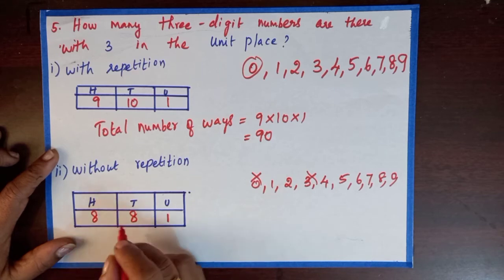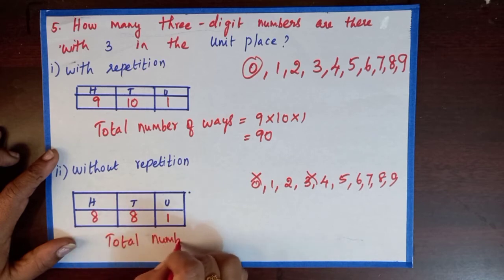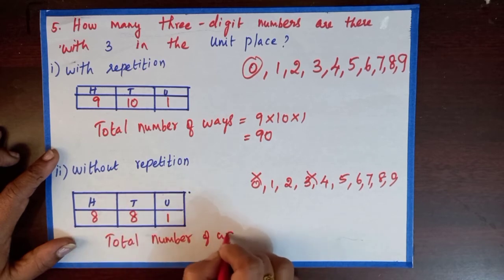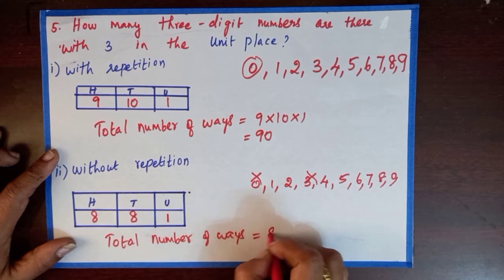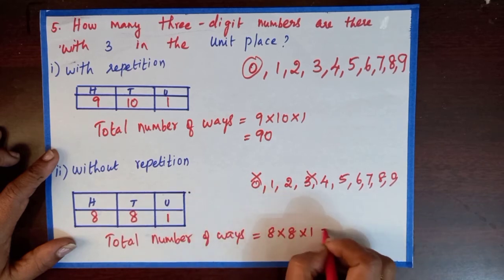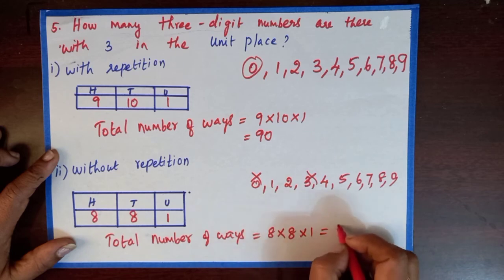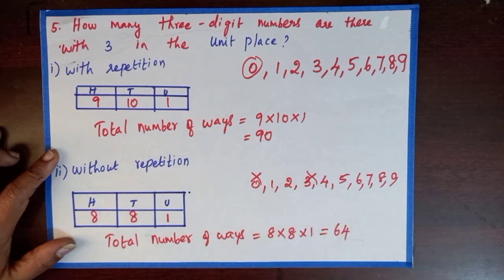So, the total number of ways is equal to 8 into 8 into 1. 8 8s are 64. 64 into 1 is 64.